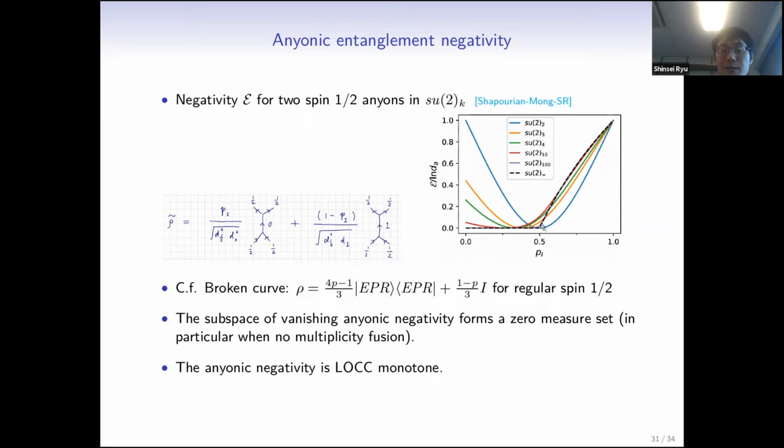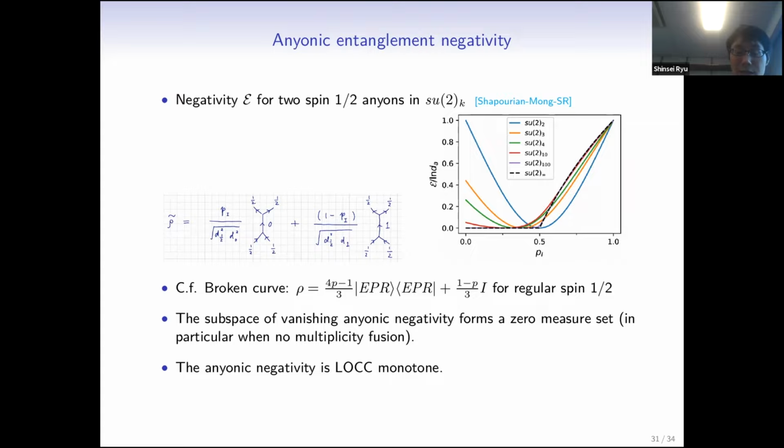This vanishing of the negativity always happens at one point in this particular example where the anion diagram is simply two disconnected lines. So this seems to be the generic trend. For regular spin 1/2, there's a region where entanglement negativity vanishes, but for anionic systems, the locus of the vanishing negativity forms a sort of zero measure set in the parameter space. So it gives us some insight into the nature of the entanglement for the anionic system.